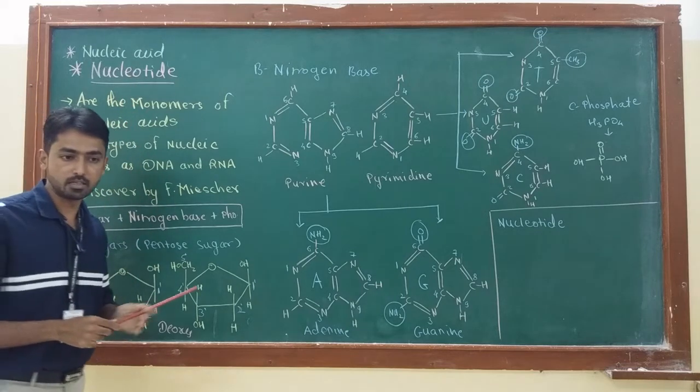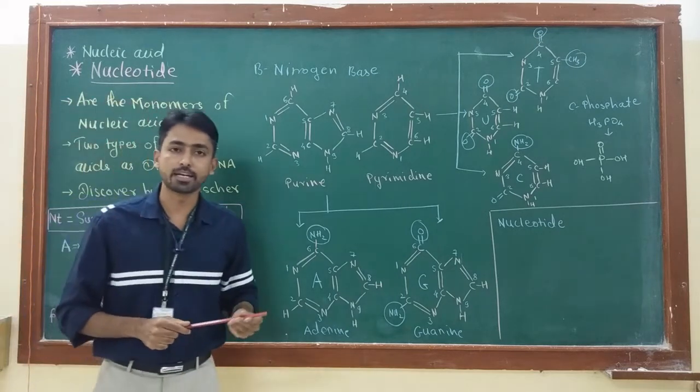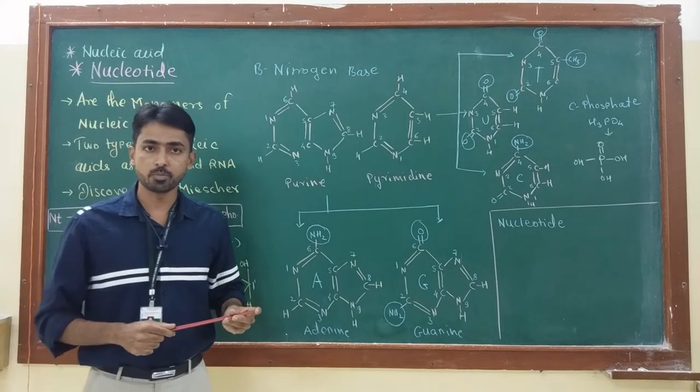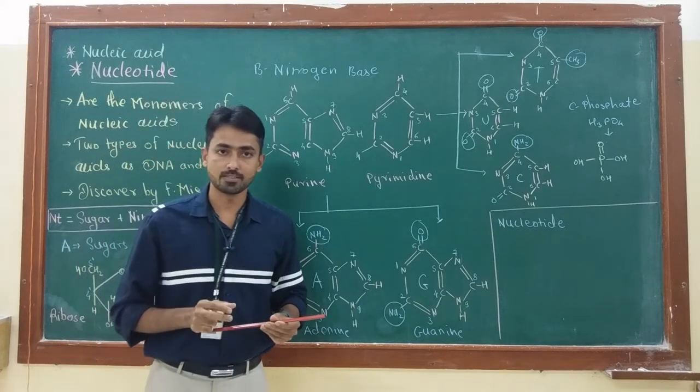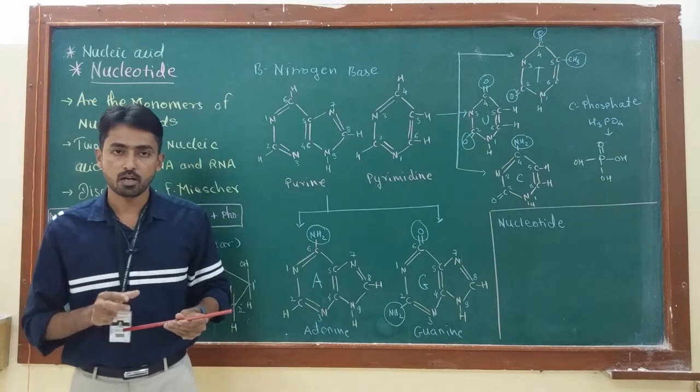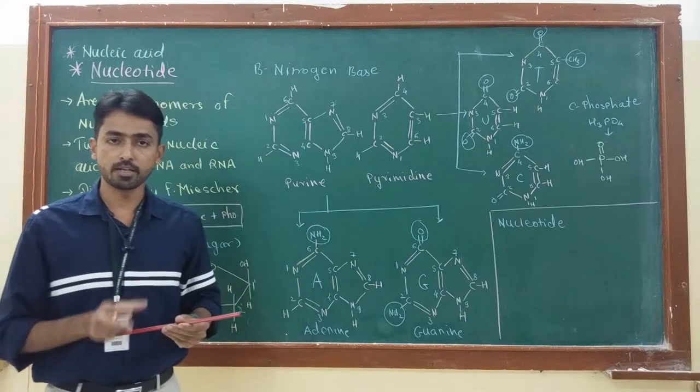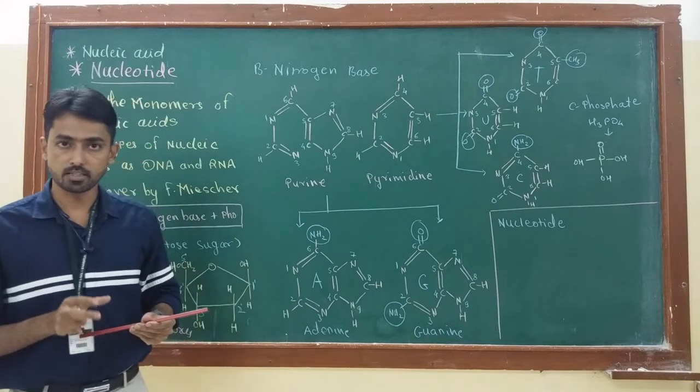We know that nucleic acid was first discovered in 1869 by Friedrich Miescher from the nuclei of a pus cell, which he obtained from the discarded surgical bandages. Now, he called them nuclein because they are found inside the nucleus.